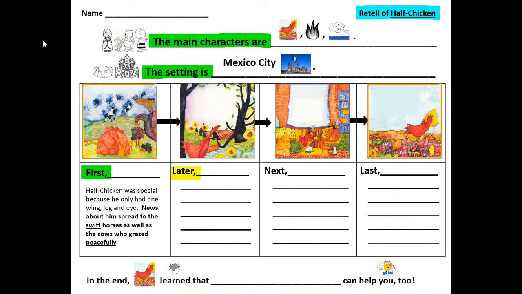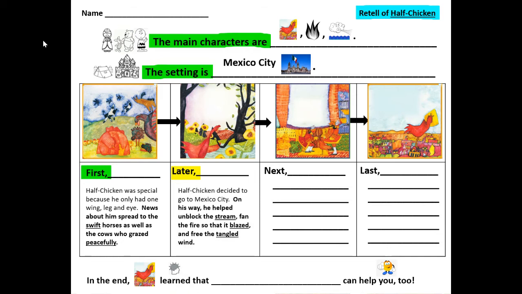Later, what happened later? Later, Half Chicken decided to go. Where did Half Chicken decide to go? Say that out loud. Well, later, Half Chicken decided to go to Mexico City. On his way, he helped unblock the stream, fan the fire so that it blazed, and free the tangled wind.